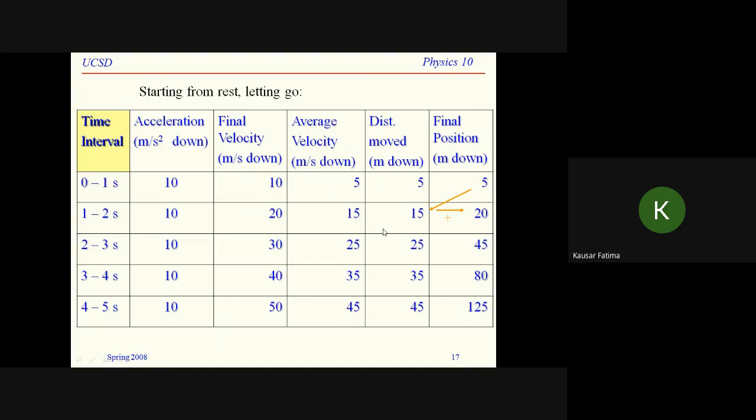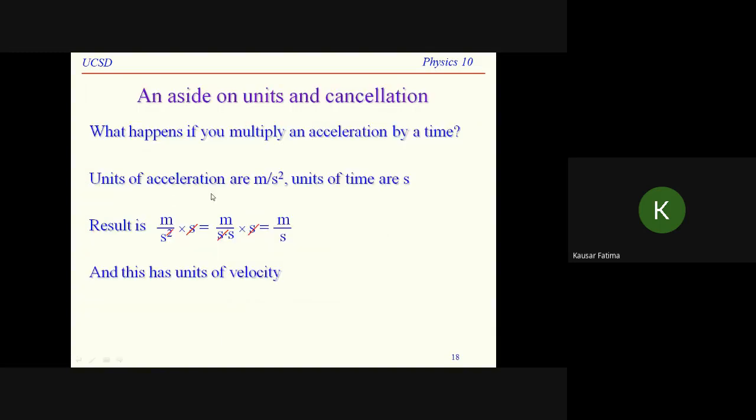And dealing with the unit, meter per second square into seconds, acceleration into time, gives you the unit of speed. A into t, in v is equal to u plus at, gives you the unit of speed.